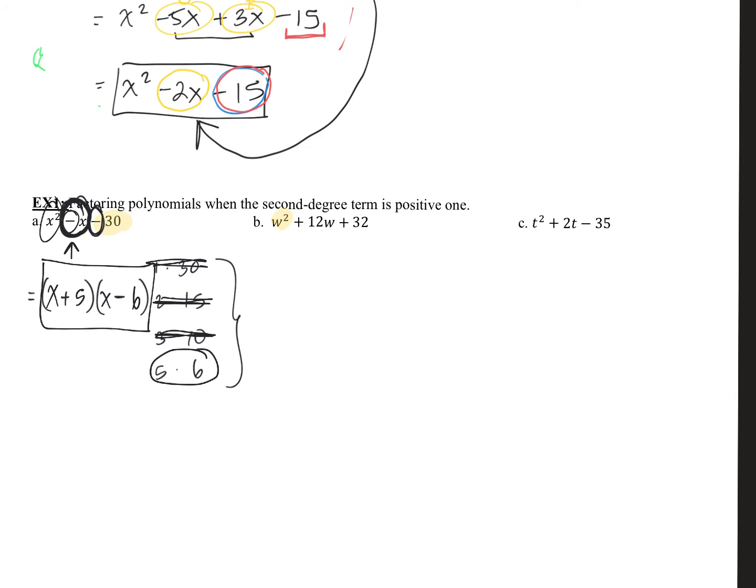We factored it. Not too bad. Much easier when you just have that positive 1 coefficient for the first squared term. So let's go ahead and try the next two. Feel free to try them by yourself and see how well you do.